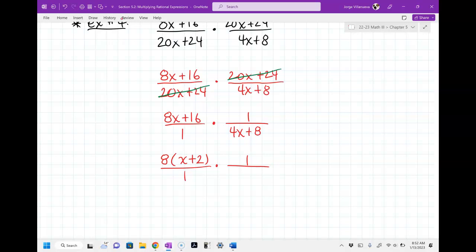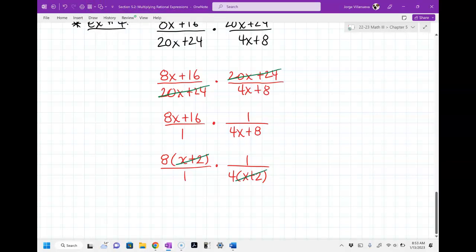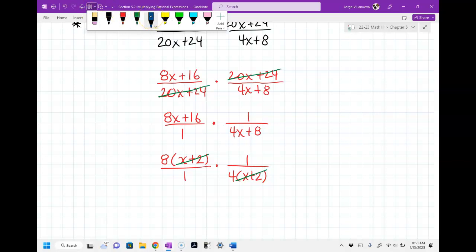What about the bottom right side? Can I factor that at all? What can I factor out? A 4, so this will be 4 times x plus 2. Is there anything I can cancel out? X plus 2s, that looks like it's a pretty obvious cancellation, right? Anything else? Maybe I can't cancel it, but can I reduce? Yeah, right? 8 over 4. What number reduces 8 and 4? A 2, but there's even better.